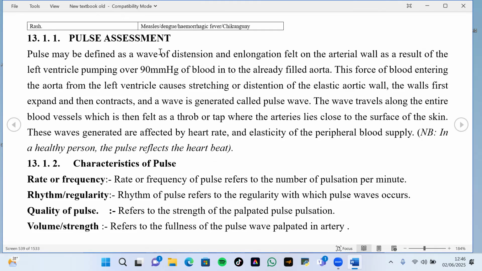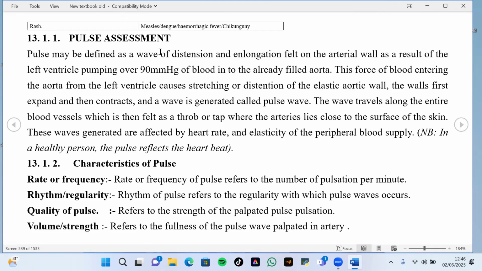So in pulse assessment, we are trying to look at, is anything affecting the heart? And that's what heart rate is telling us. So we're looking at the rate. Then the rhythm or the regularity. How regular is the beating? So the rhythm of the pulse refers to the regularity with which the pulse wave occurs. There's one common condition known as heart arrhythmia, where the rhythm is not regular.